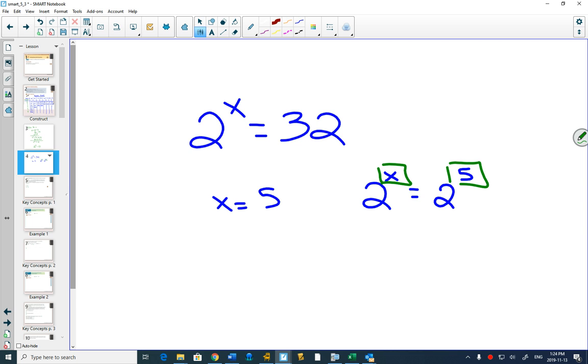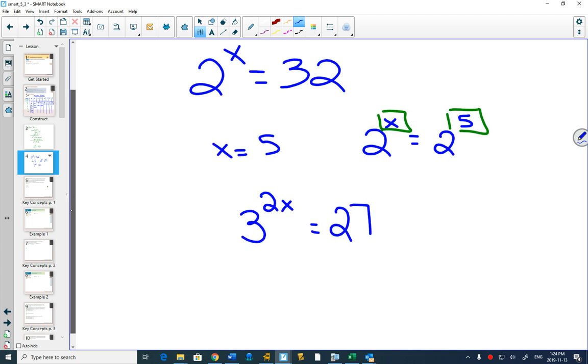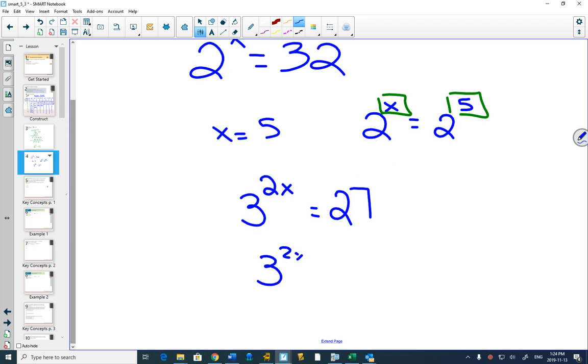So what we're going to be doing is looking at some that are a little bit more complicated. What happens if I said 3 to the 2x equals 27? What's x? Well, 27 is in our powers chart as a power of 3. I could rewrite 27 as 3 to the 3.